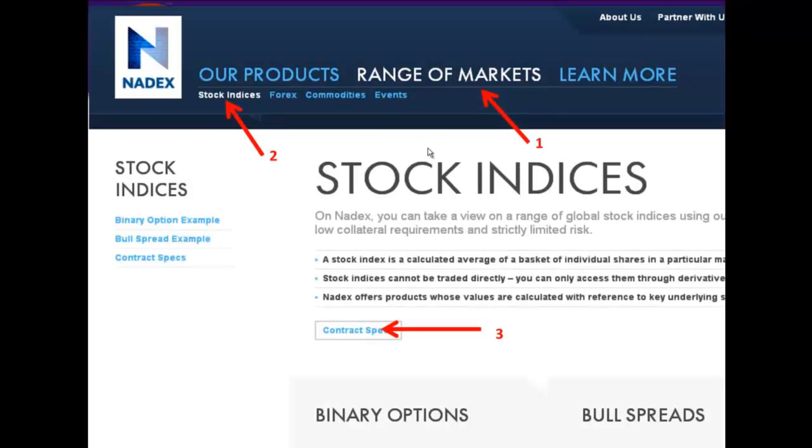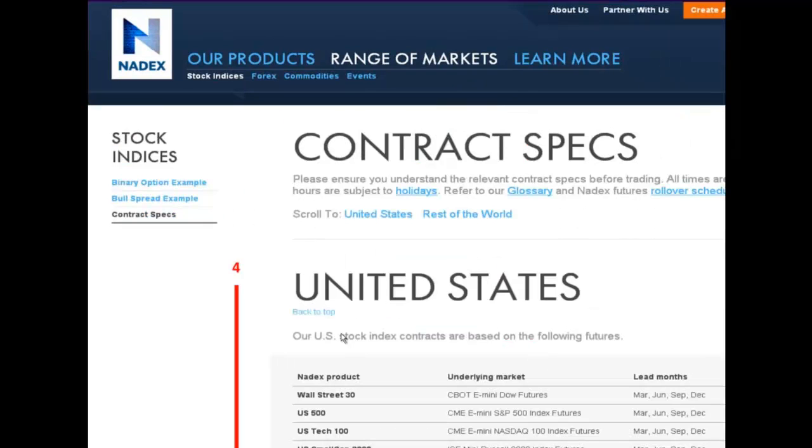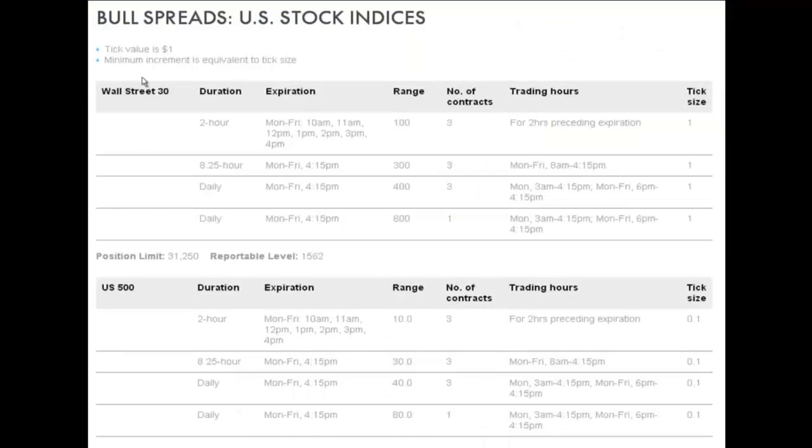Now, to find all these details that we just went over, you can hop on Nadex.com, click on Range of Markets, then click on Stock Indices. Then click on Contract Specs. Once you do that, you'll be taken to the Contract Specs page, and then scroll down to see the bull spreads. What you'll see over here is, like the Wall Street 30, how long the spread is, what hours it trades, how big the spread is, the number of contracts that are available.